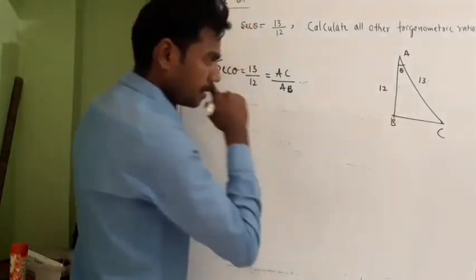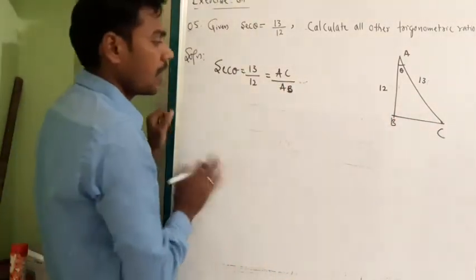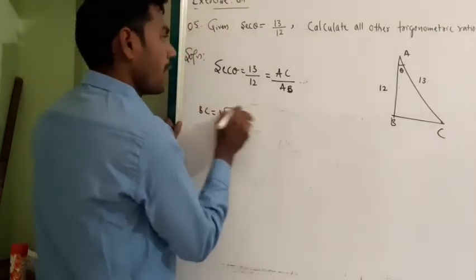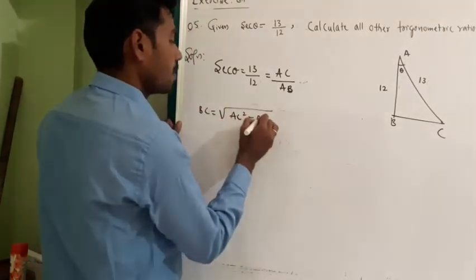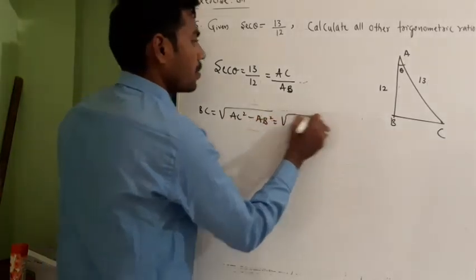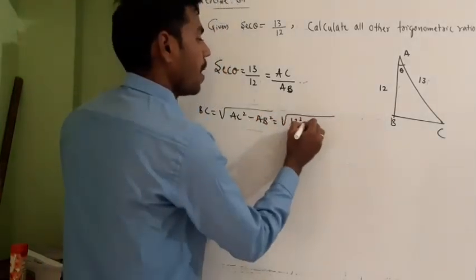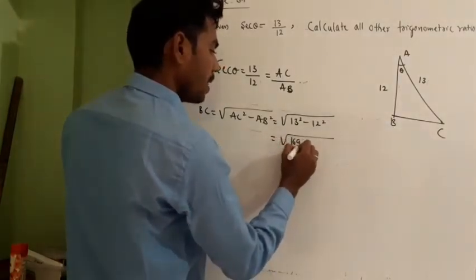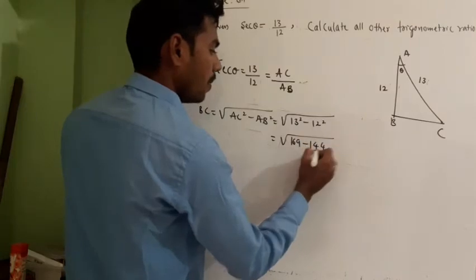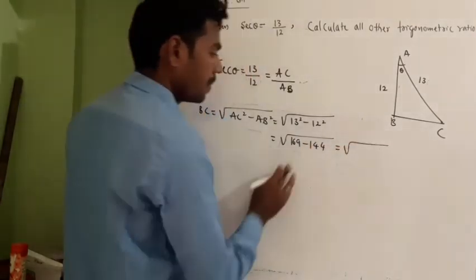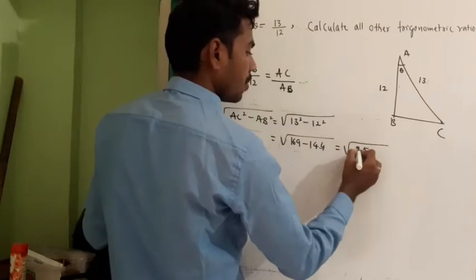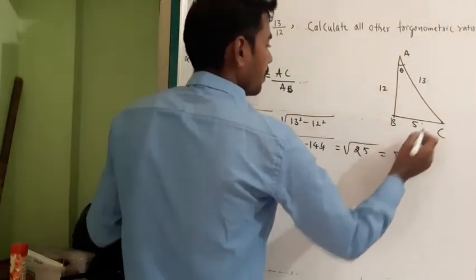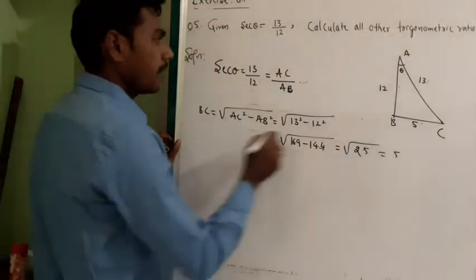I need to know BC so that I can write all the six trigonometric functions. So BC is equal to square root of AC square minus AB square, according to the Pythagoras theorem. So 13 square minus 12 square. So 13 square is nothing but 169, 144. Already we calculated this. 169 minus 144 is 25. That is 5 units.